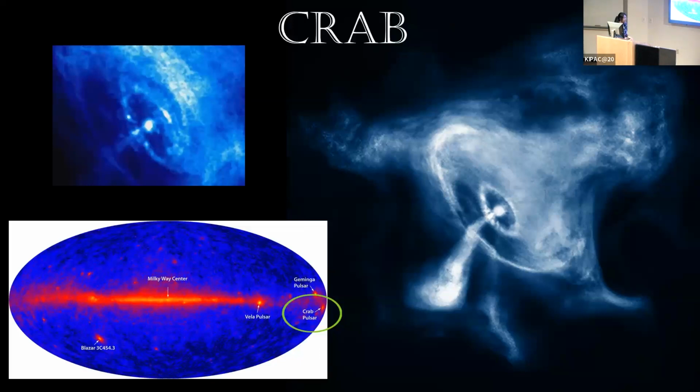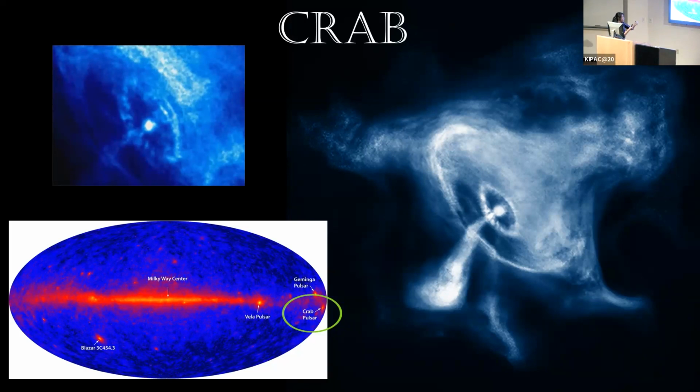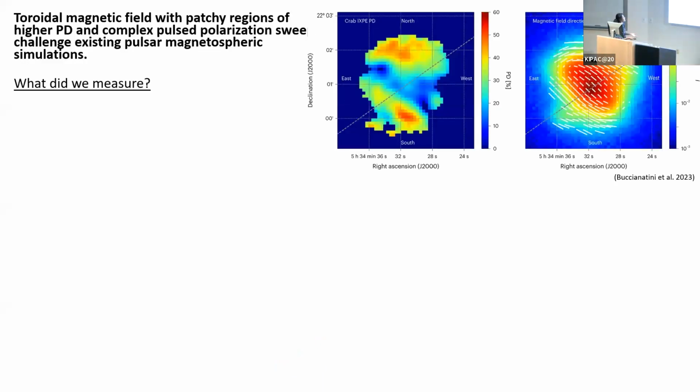First is the Crab. Here is an animation. We've stacked 7 pictures taken with Chandra between 2000 and 2001, and you can see the outflow in the jets, as well as the expansion of the radio outflow of the wind. So basically, what did we measure?